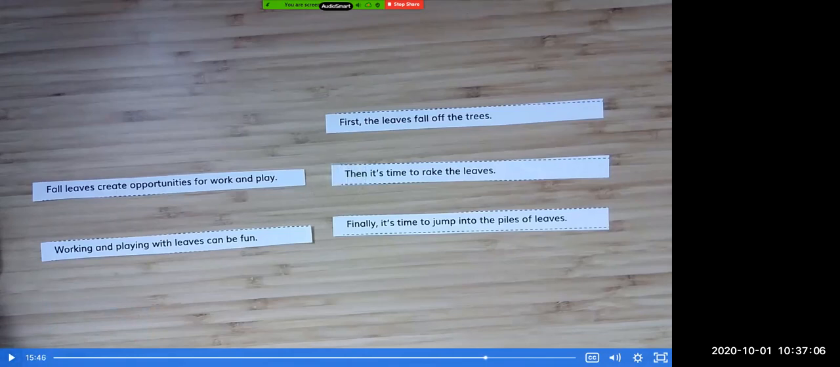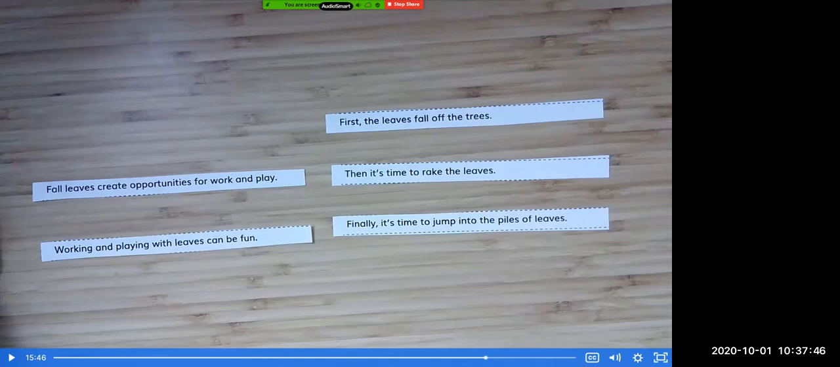Okay, so the first sentence says, fall leaves create opportunities for work and play. And the next one says, working and playing with leaves can be fun. So the topic statement is what introduces the evidence, okay? So the evidence is talking about fall leaves, work and play with fall leaves. So first, the leaves fall off the trees. Then it's time to rake the leaves. Well, that would be working with leaves. Finally, it's time to jump into the pile of leaves, and that would be playing with leaves.